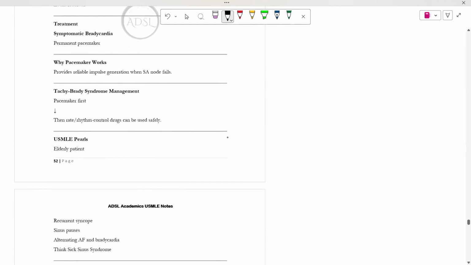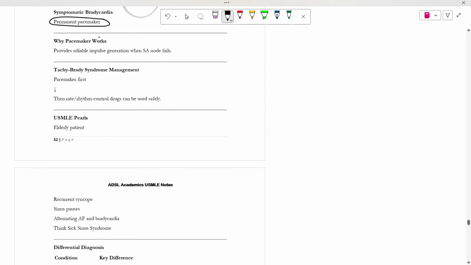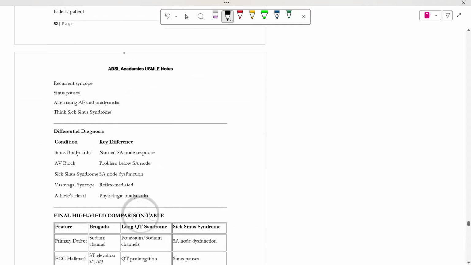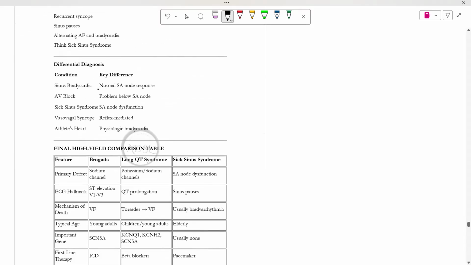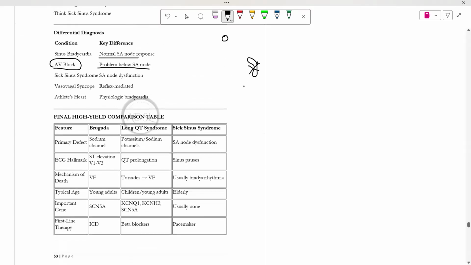So if there is symptomatic bradycardia, you will want to put in a pacemaker. So what does the pacemaker do? It supplements the SA node. When the SA node is not functioning, the pacemaker will generate the rhythm. That is important. If there is sinus bradycardia, the SA node response is normal. When there is an AV block, that means the problem is below the SA node, because this is the SA node and this is the AV node. If there is a block over here, then the problem is below this. That is important.